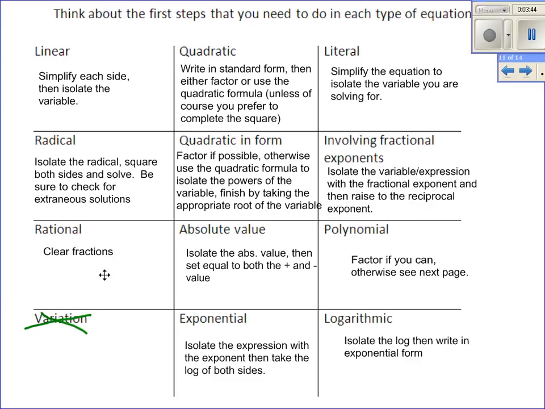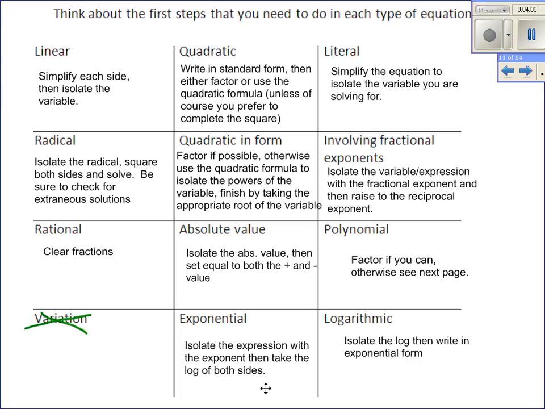Rationals, fractions, and I should have put a note in here, we also need to watch out for extraneous solutions on rational equations. Absolute values, isolate the absolute value. Whatever constant it's equal to, set it equal to both that constant and the negative of that constant. Polynomials, factor if you can, otherwise it's a little more detailed on the next page.